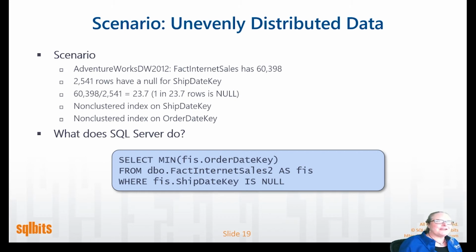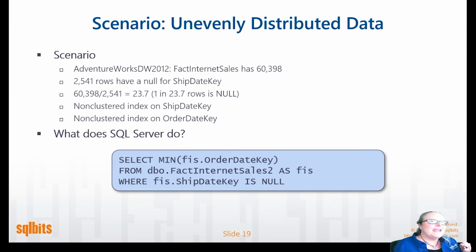And if you think about it, if I just have an index on ship date key, right? They could find those 2,100 nulls and then look up order date, put that into a work table, sort to find the min. That sounds a little expensive, although that's not that bad, to be honest. Or they could take an index on order date, right? And they could look into the table to see if it's null.